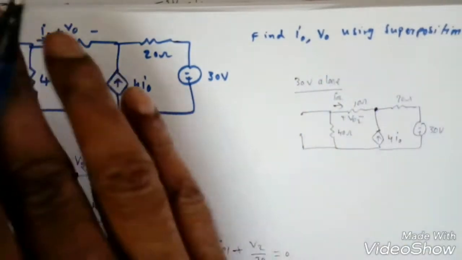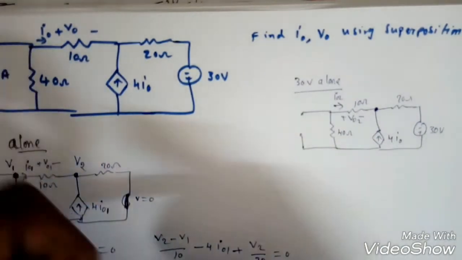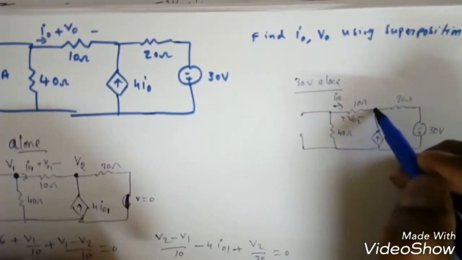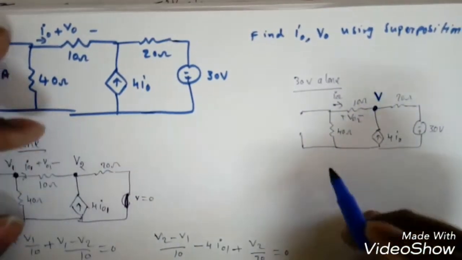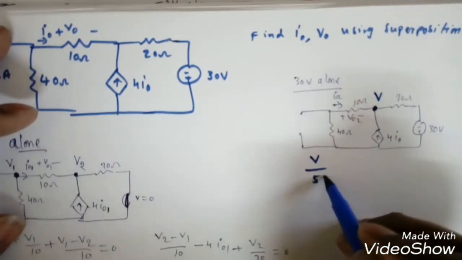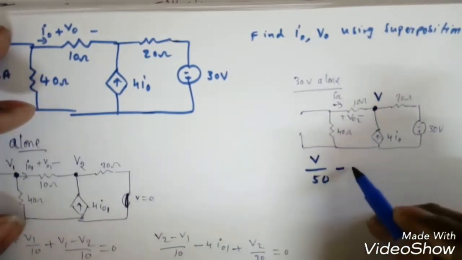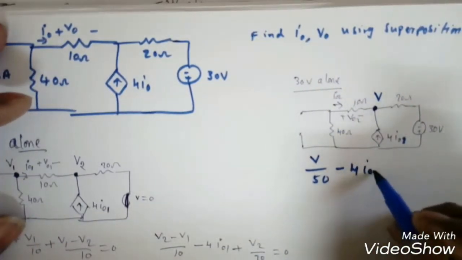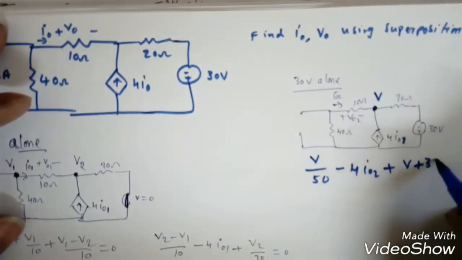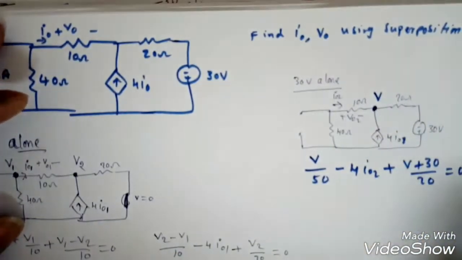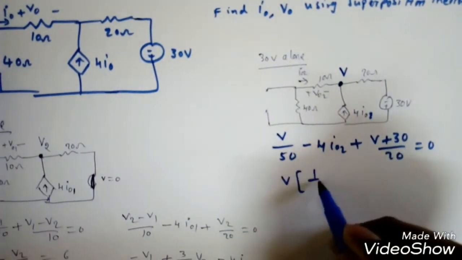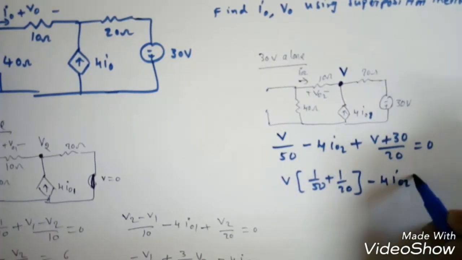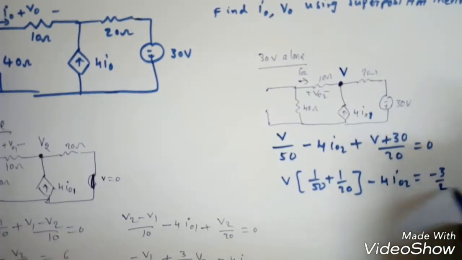Now if you see, here we will have only a single node, because the current is 0, so whatever current is coming goes only this way. Only a single node, so apply nodal analysis. V by 50, this is 10 plus 40, 50, minus 4 I naught 2, because this is I naught 2, so this is also I naught 2, 4 I naught 2, plus V plus 30 by 20 equal to 0. If I take V common, this is 1 by 50 plus 1 by 20 minus 4 I naught 2 is equal to minus 3 by 2.